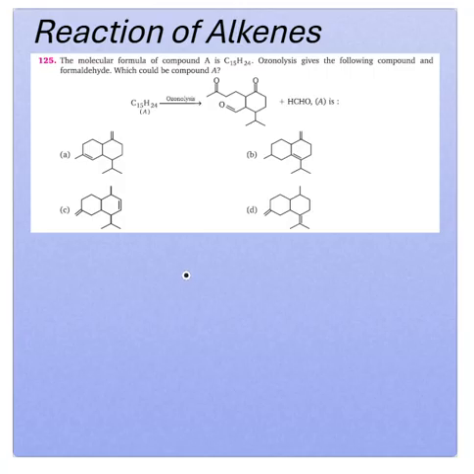In this video, I am going to tell you how to solve the given question in two methods. First, let's read out the question. The molecular formula of compound A is C15H24. Ozonolysis gives the following compound and formaldehyde, which could be compound A.